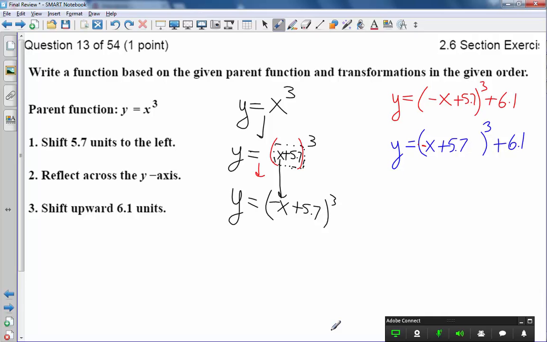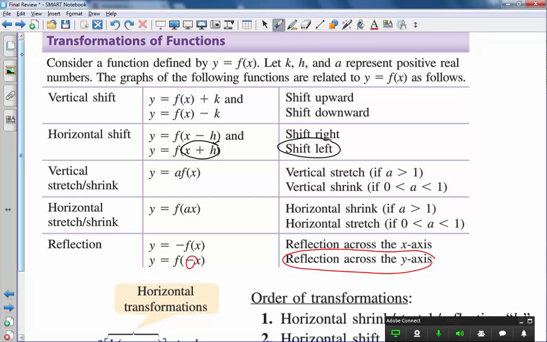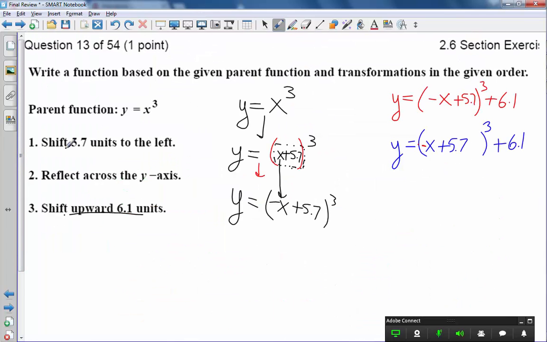And finally, shifting up. It's just adding that number to the very end of the entire equation. It's outside, you see, it's not inside. So we will just add that on the outside. What is that number? 6.1. Alright, looks like you both are right.